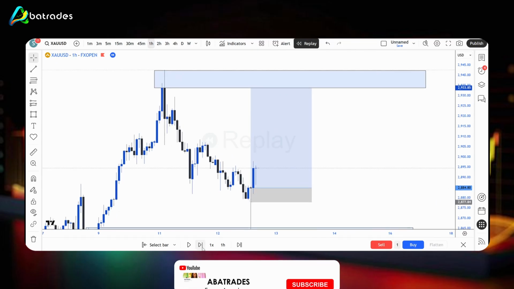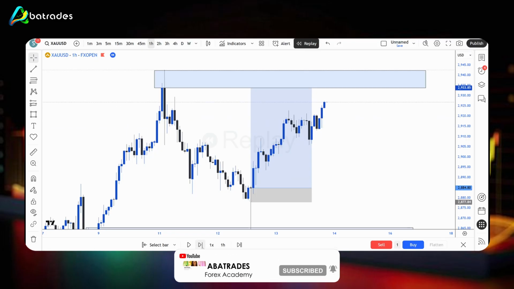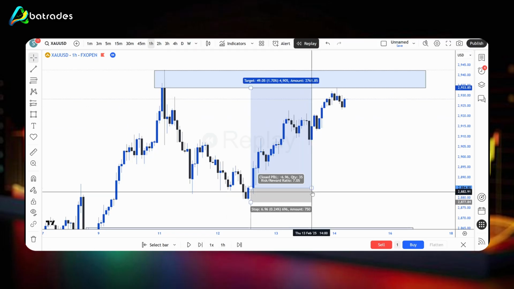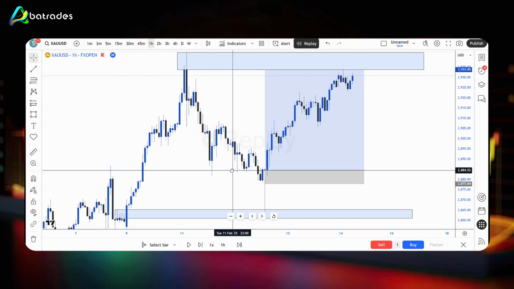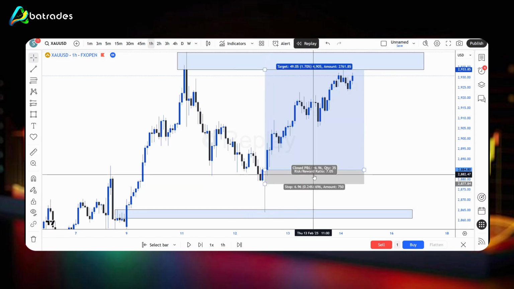So let's see what happens. Price starts pushing up, and then eventually we smash our take profit just by following this dragonfly doji that price gave in the zone. I hope this is very clear. Very easy trade. The opposite of the dragonfly doji is the gravestone doji, right?